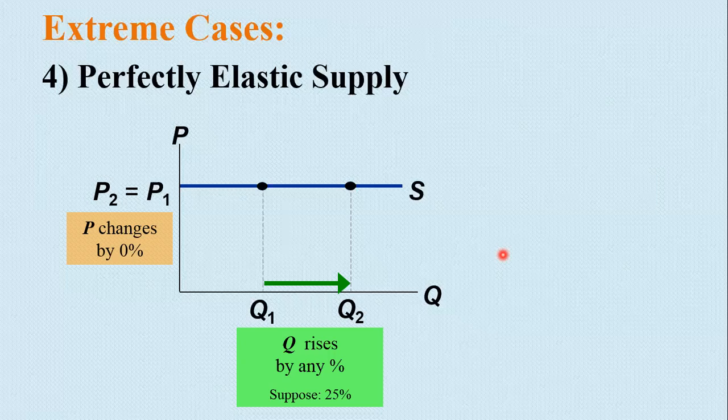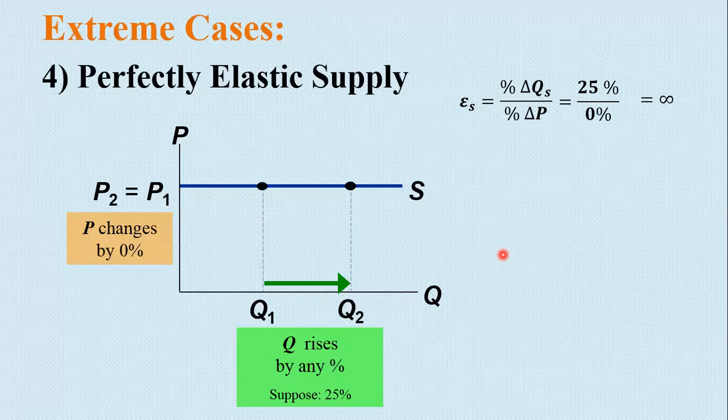Just for example, if you open the tap of water, whatever quantity you need, you will stop it to that extent. Otherwise, it will continue till the end. Now, solve it. The formula is the same. 25% divided by 0%, the answer is infinity. So if there is minor or no change in the price, that would lead to an extensive increase in the quantity supply. This is known as perfectly elastic supply.